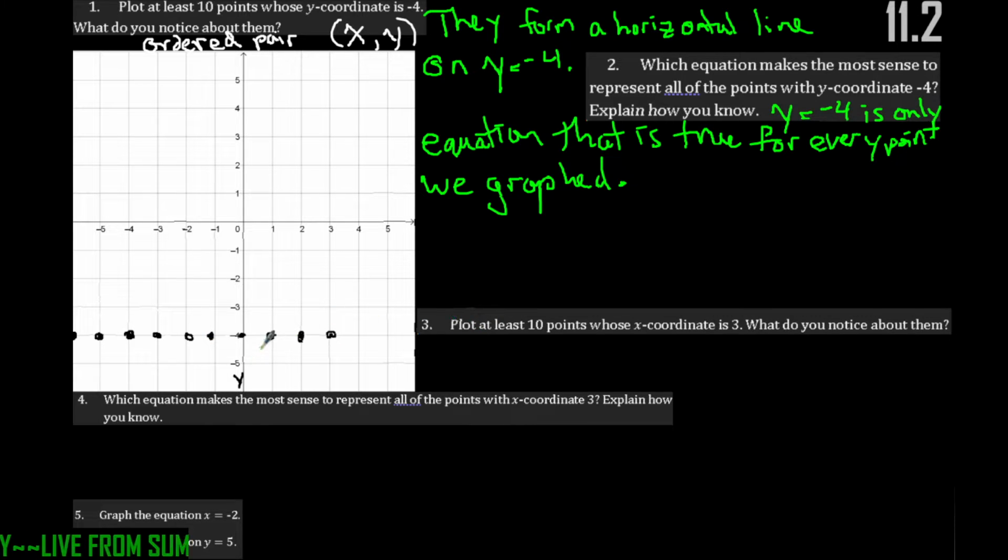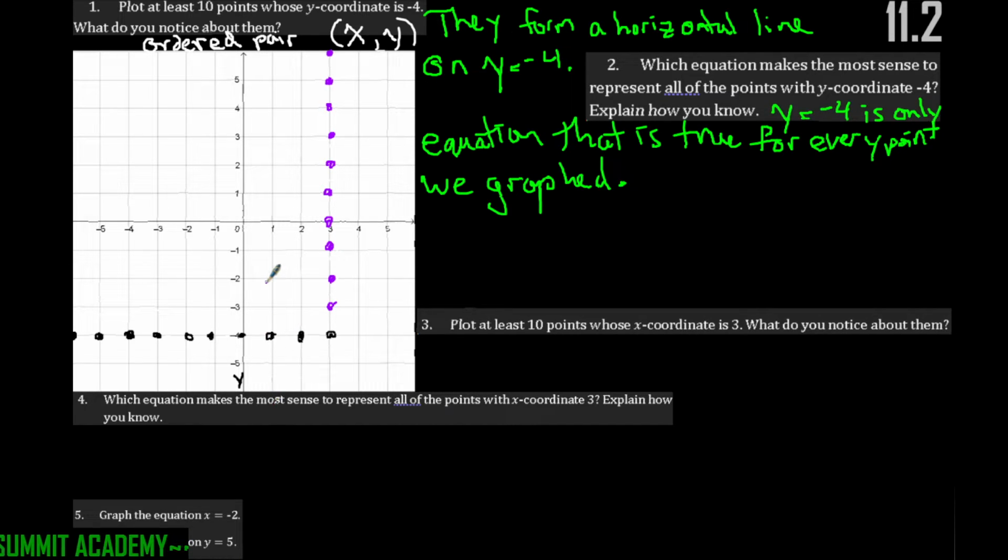And then for number 3, it says plot at least 10 points whose x-coordinate is 3. So I find on my x-axis, again, moving left and right, where x equals 3. So I find it right here, and I can say, okay, that's going to be the point x equals 3. And anything along this line is x equals 3. So I could say something like this. Let's do 1, 2, 3, 4, 5, 6, 7, 8, 9, 10.